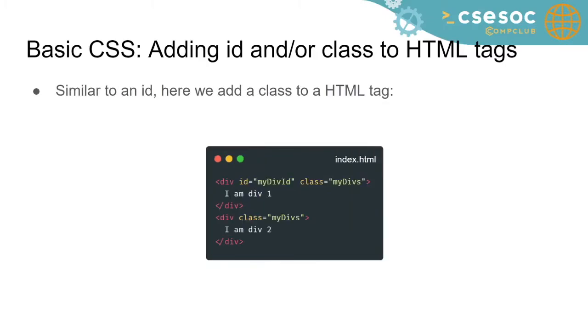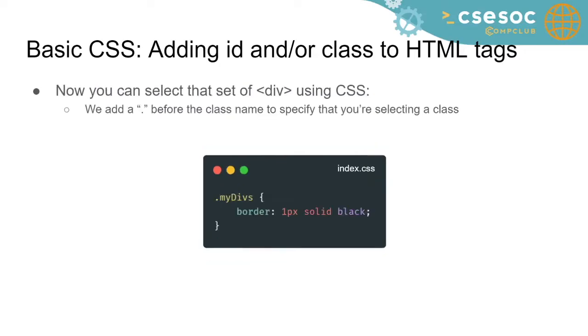All right, so similar to an ID, we have a class for HTML elements as well. If you notice in our example here, we added on to the code from the last slide, and now we're adding a class myDivs to the first div, which we put the ID as myDivID, and also a new div that we created. So maybe we want to style these two divs to look the same, and that's why we've selected both of them. So now we can select these two divs using CSS.